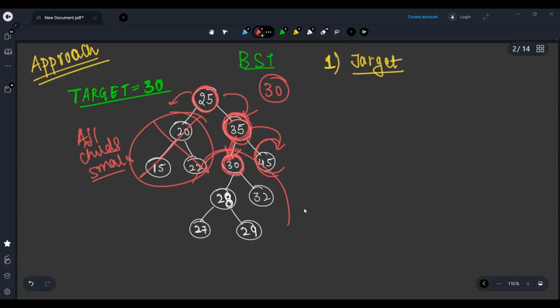Now we have found 30. So this is our target. In this way, we will find the target node. So this is something like searching in a BST, as we do searching in a BST. So it is normal searching in a BST.